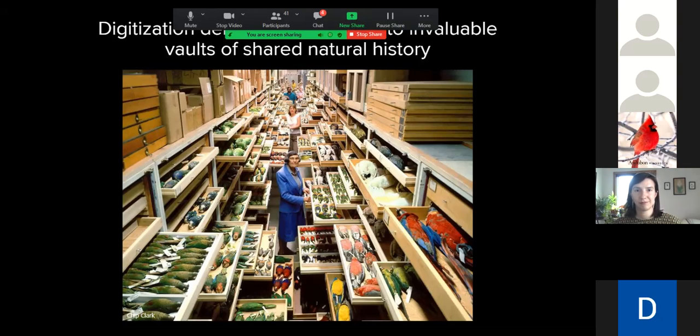The Bell Museum was basically started to document the natural history of the state. It's celebrating 150 years this year. And this would not be an appropriate time to say, well, we don't need to document that information anymore.